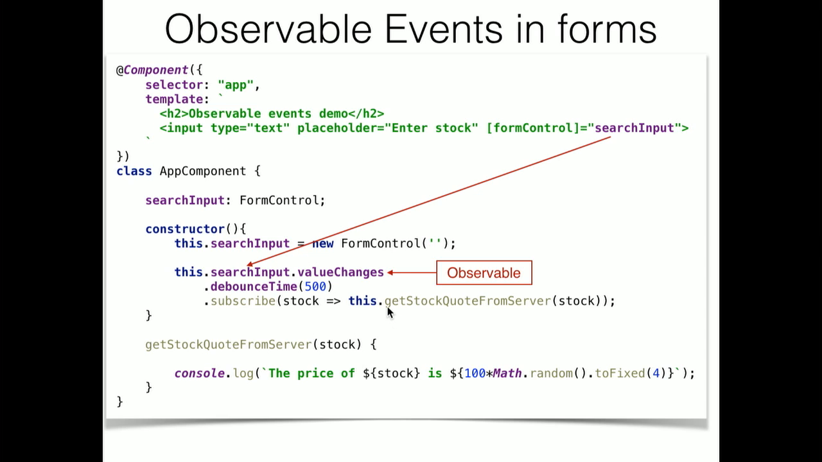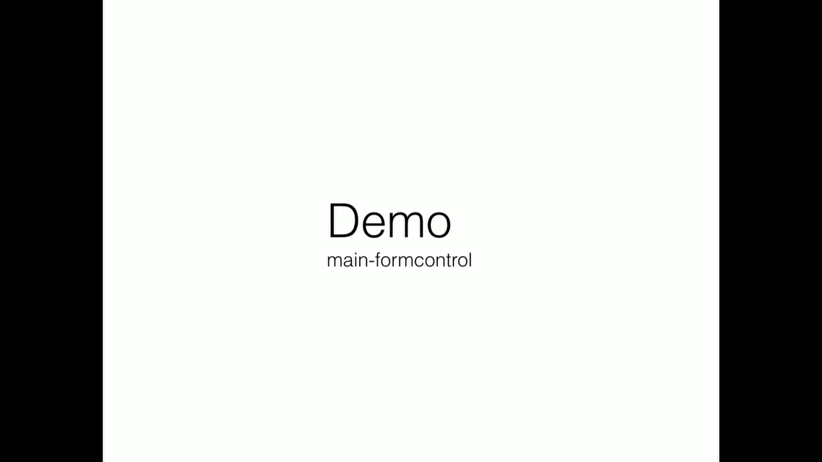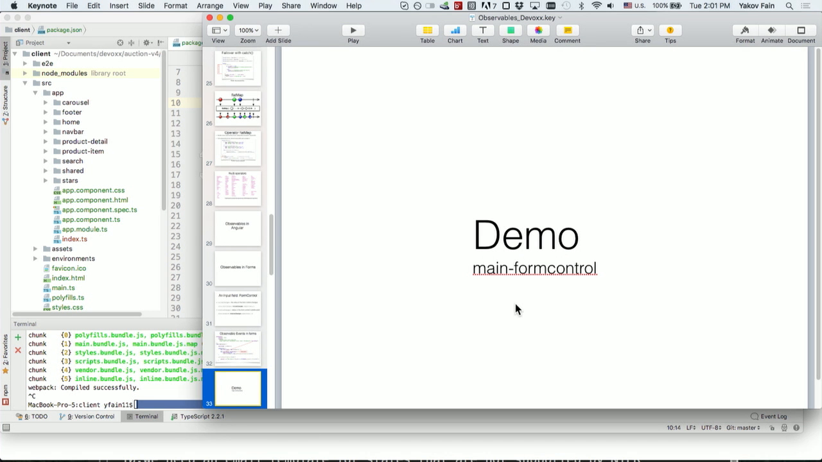What do I do? I say get stock quote from the server, and I pass this value, whatever the user entered on the UI. In this case, I am just using a random number generator, so I don't go to any server. But the point is that the subscriber will initiate the call for get stock quote from the server for every item that is pushed by the observable from the UI. Let's run this example.